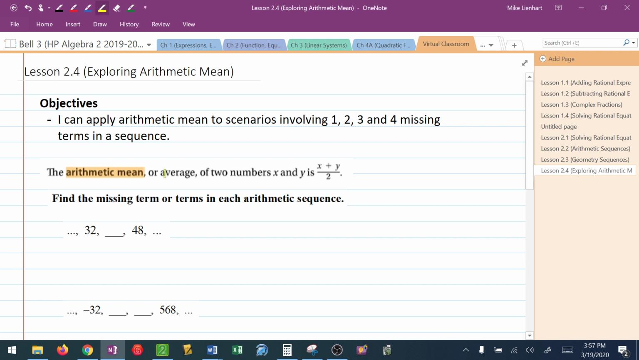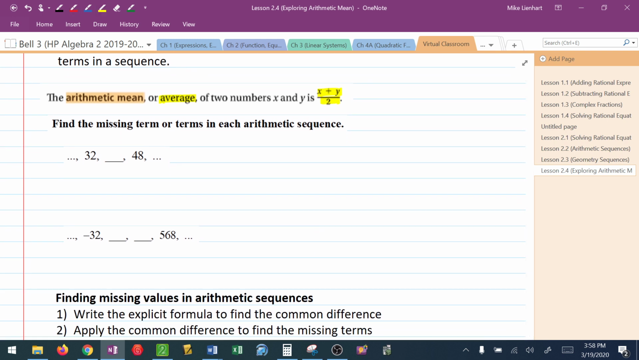Now, arithmetic mean is not new to us, it's an average. It's when you take two numbers, you add them together, and you divide by two. But that scenario is only going to work when we're missing one term. So, for instance, in this first example here, I know to find that missing term, because they tell me it's arithmetic, I can add those two, 32 plus 48, and divide that by two, or in other words, 80 divided by two, and I know that this missing term here is 40.